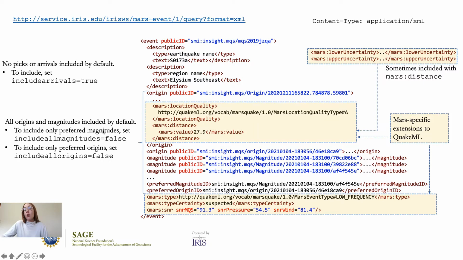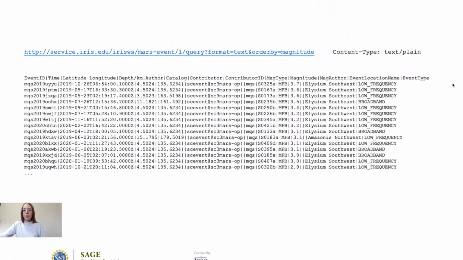By default, all origins and magnitudes are returned with the XML. You can choose to only return the preferred by setting these include all magnitudes and include all origins to false. By default, arrival and pick information is not returned, so include arrivals can be set to true.